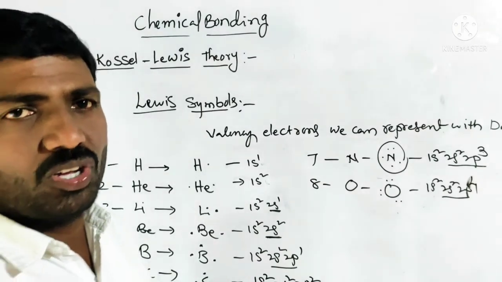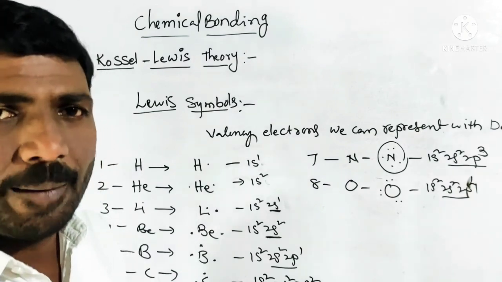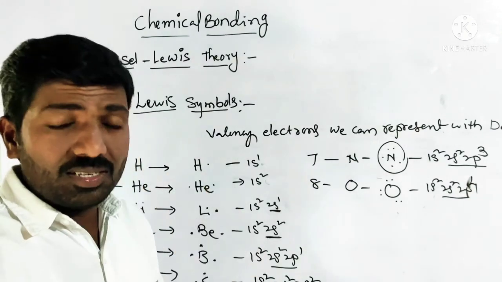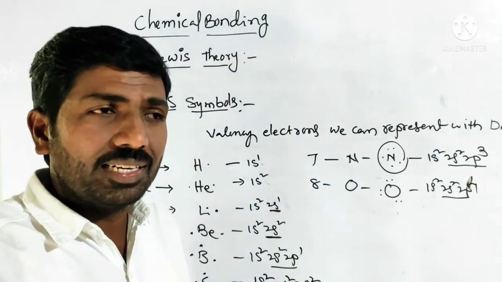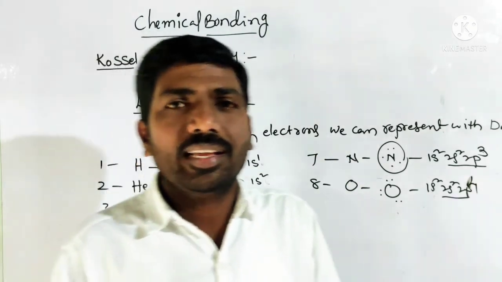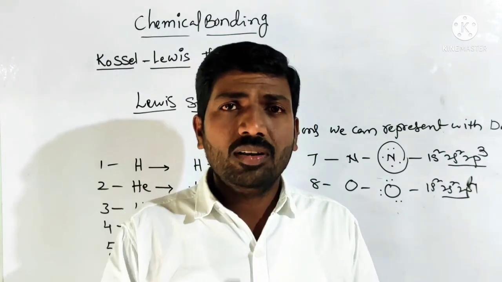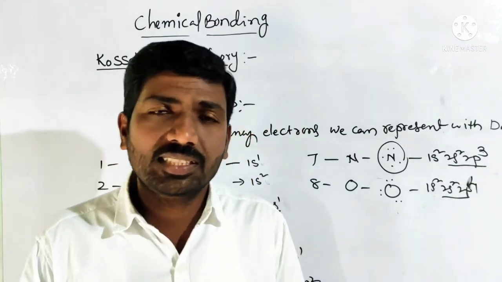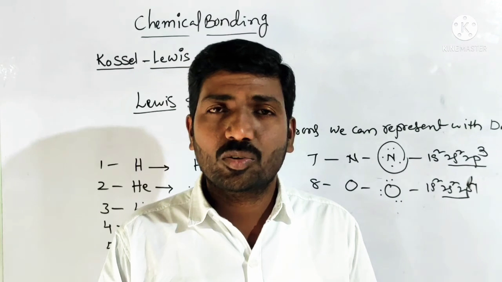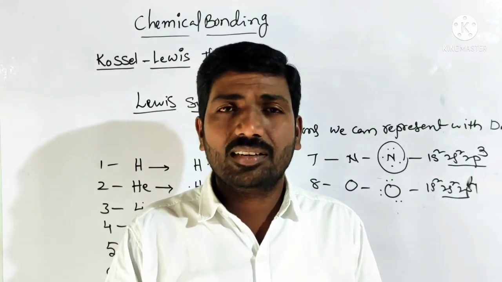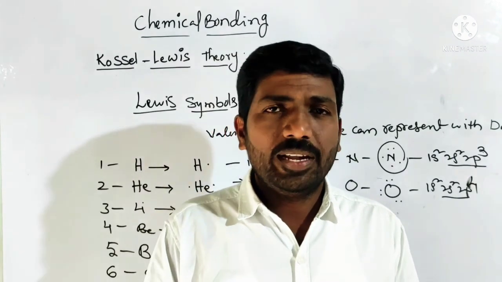Okay, this is about Kossel-Lewis theory. What did they say? Recall it first. The inner electrons we call core electrons, and the outermost electrons we call valence electrons. The nucleus plus the inner electrons we call the kernel. Only inner electrons are core electrons, and the outermost electrons are valency electrons. So that is about that.